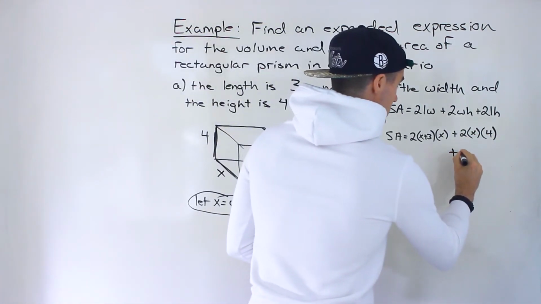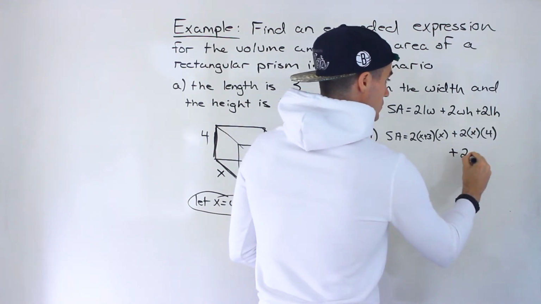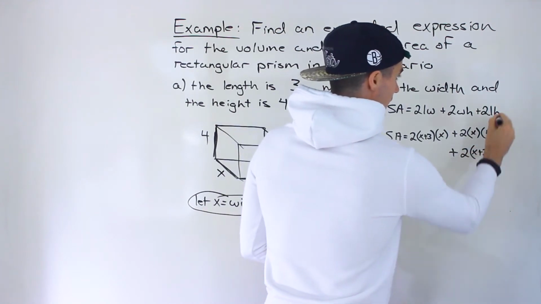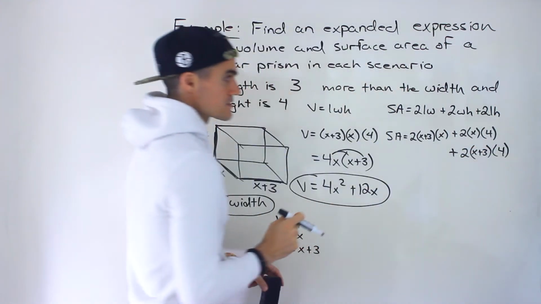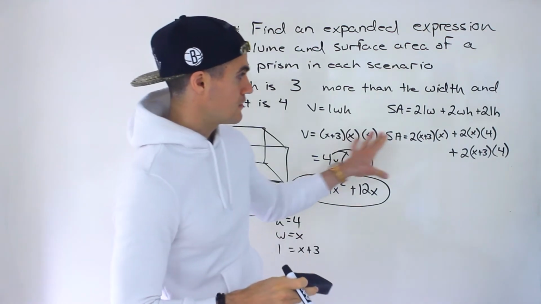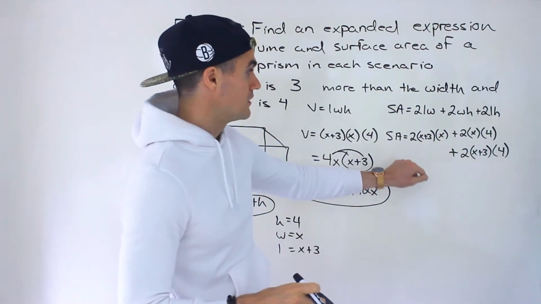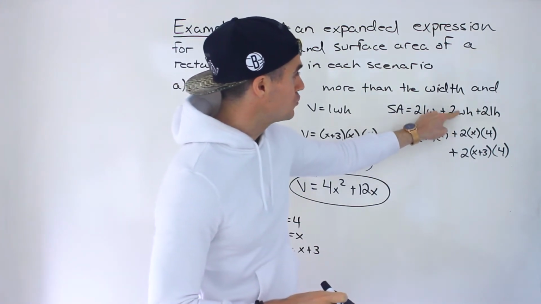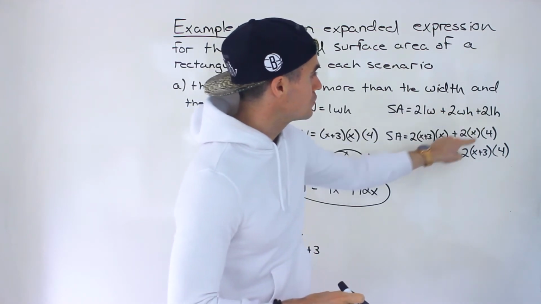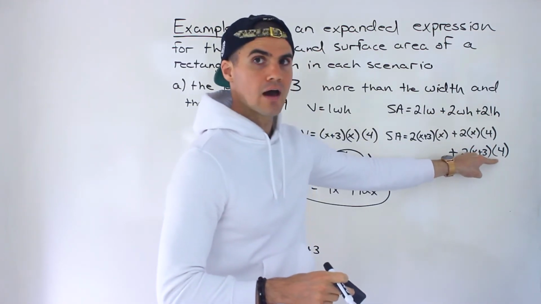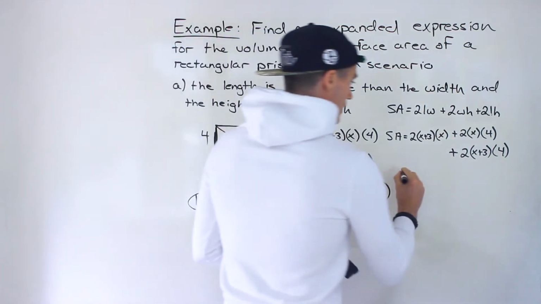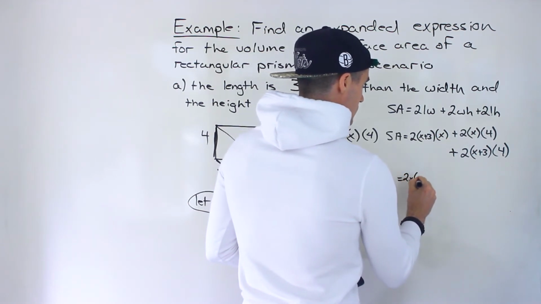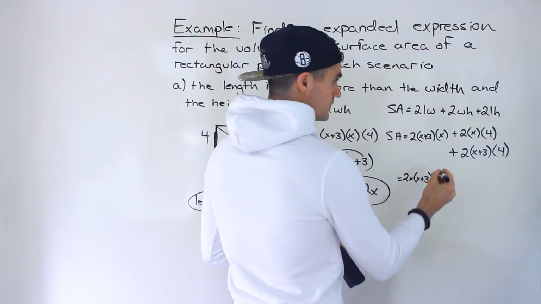And then I'm going to continue this here just because I'm running out of room, so we'll have 2 times the length, which is x plus 3, and then the height is 4. Right? That's the expression right there. It's not simplified, but we wrote everything down. So 2 length width, 2 width height, 2 length height. And then from here, we need to simplify all of this. So what I'm going to do is combine the 2 and the x. Let's first make it look a little bit nicer.